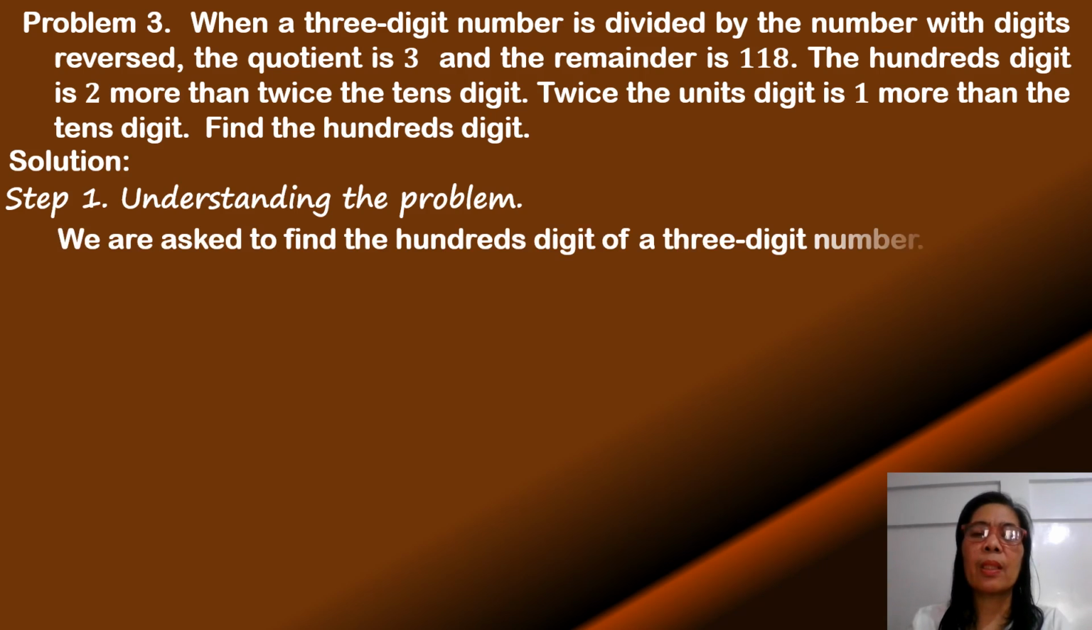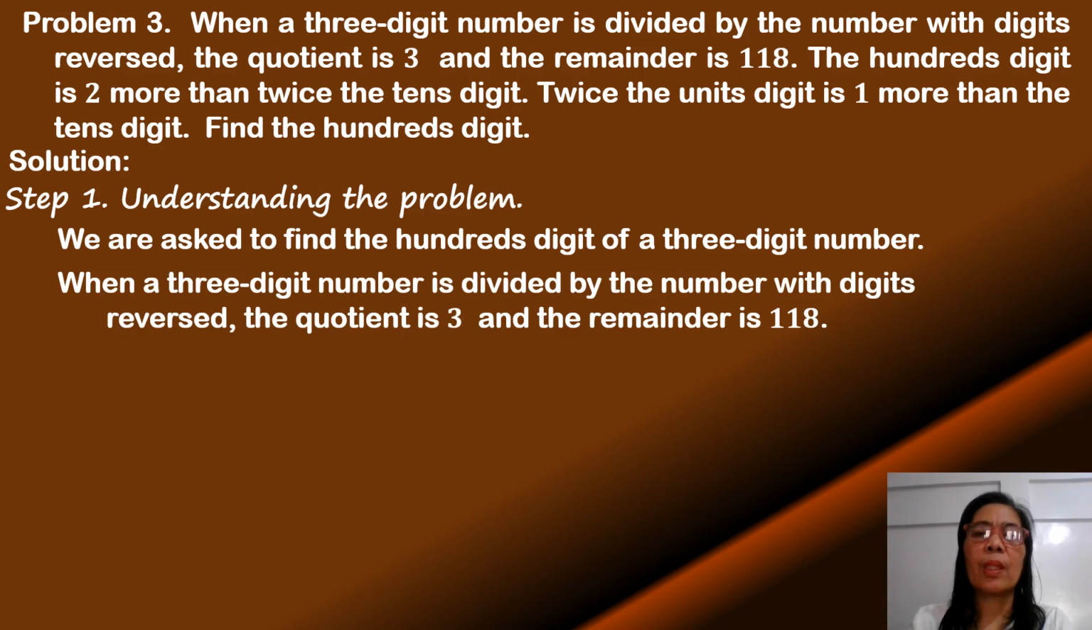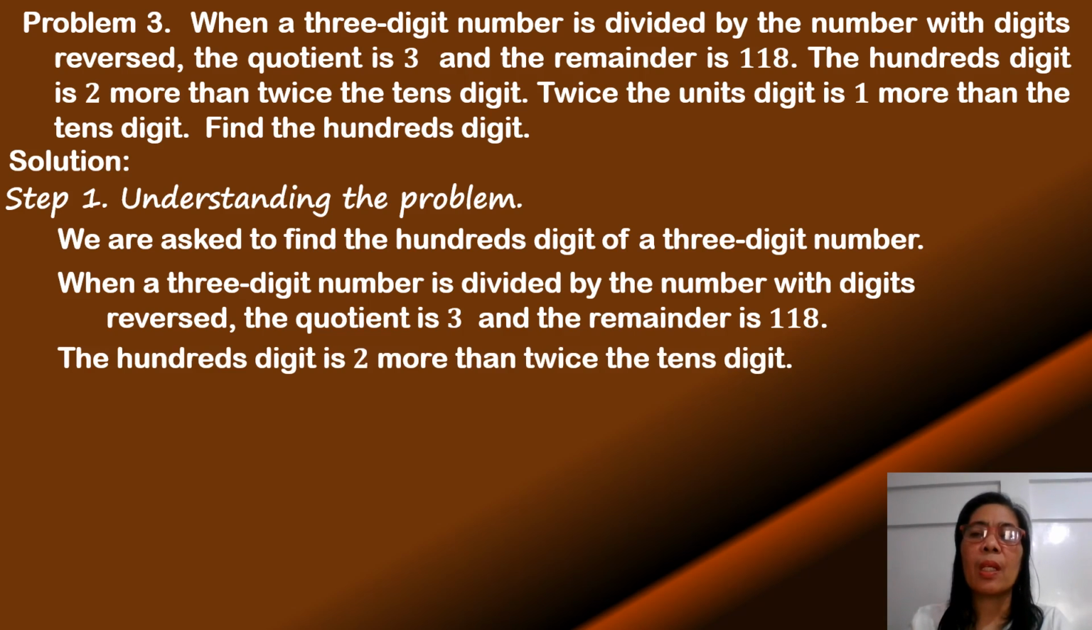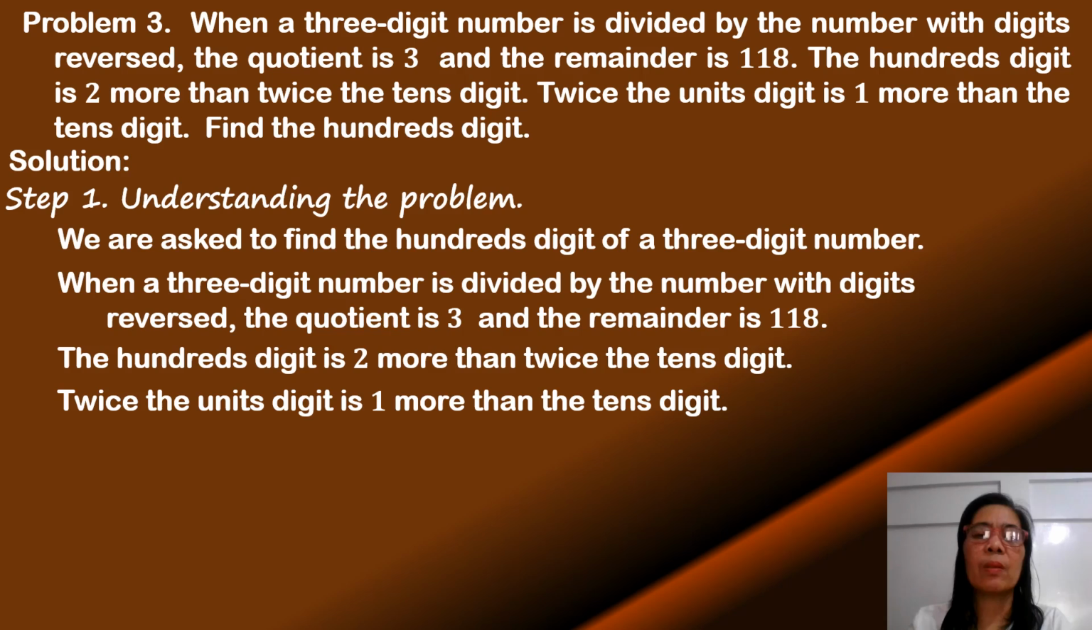So we start our solution with understanding the problem. So we are asked in here for the hundreds digit of a 3-digit number. We are given a condition that when this number is divided by the number with its digits reversed, the quotient is 3 and the remainder is 118. Another condition is that the hundreds digit is 2 more than twice the tens digit. And we have another condition, twice the units digit is 1 more than the tens digit.